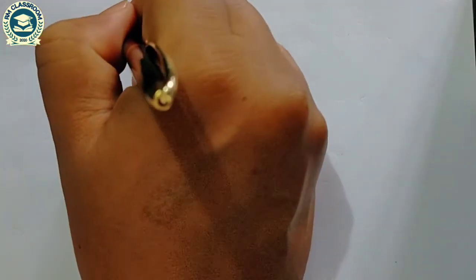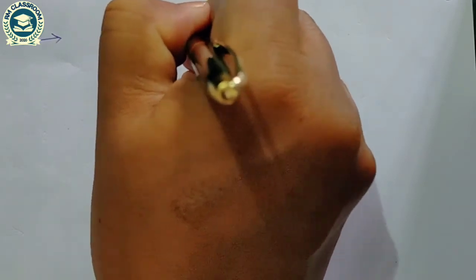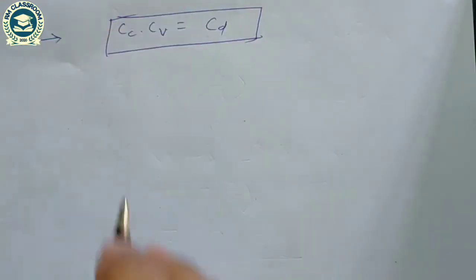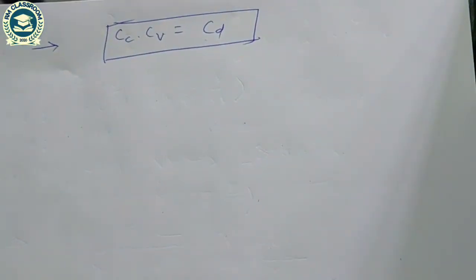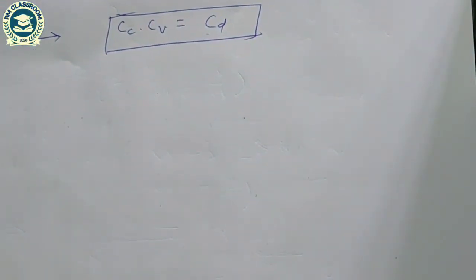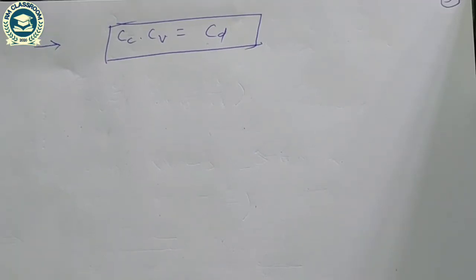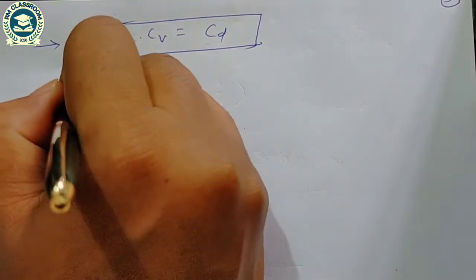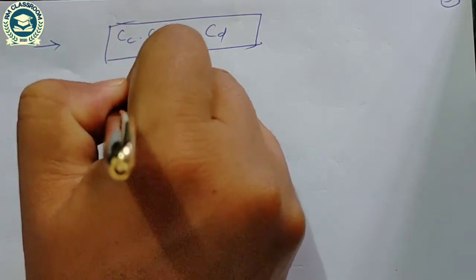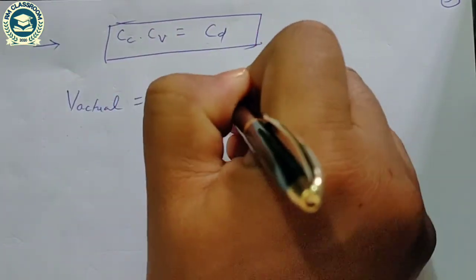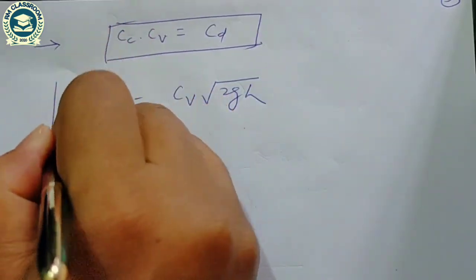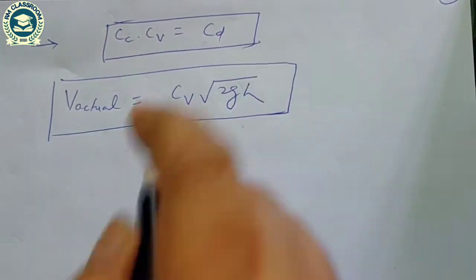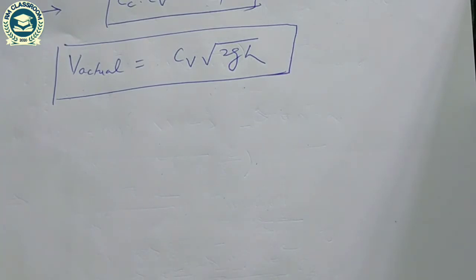Another relation that I am going to discuss: CC into CV is equal to CD. We have to remember that coefficient of contraction into coefficient of velocity is equal to coefficient of discharge. So we can write the actual velocity in the pitot tube is equal to CV times square root of 2g into h. So this is the actual velocity in the pitot tube.